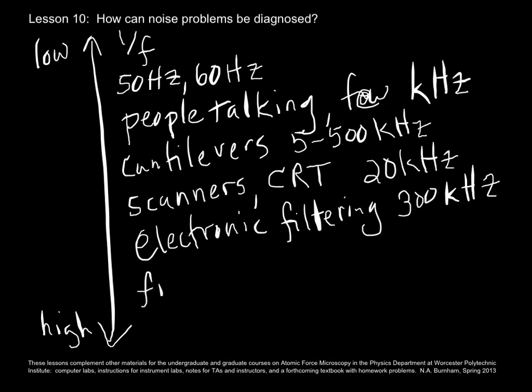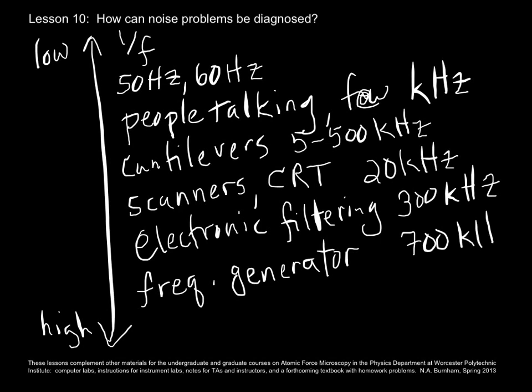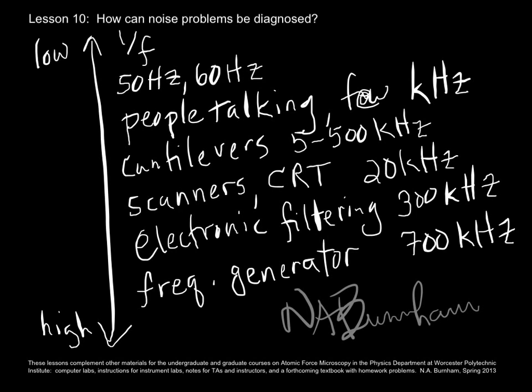And that very strong spike you saw two slides ago is from a frequency generator, such that when you're tuning a cantilever, you need to do a frequency sweep, and that was at about 700 kilohertz. Those are typical numbers for typical things, and you can think of them like a signature, just as that's my signature, and they will give you a clue as to what the cause of noise in your AFM might be.